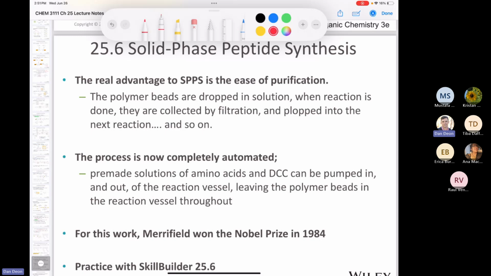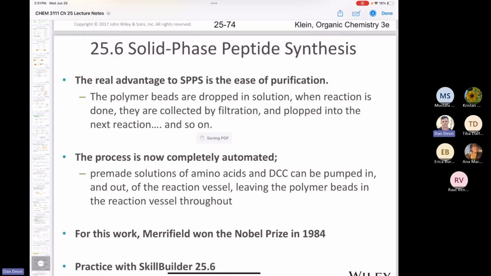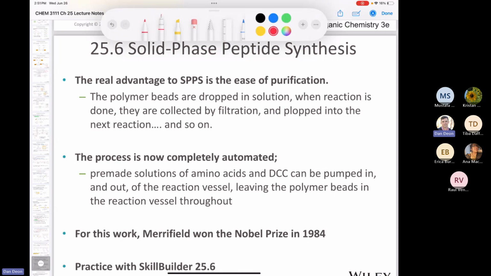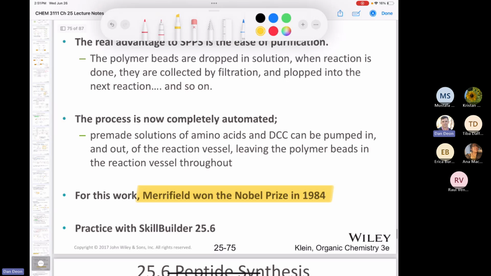And now they have automated ways of doing this. It puts in the amino acids in solution. It puts in the DCC. It puts in the TFA. It just keeps putting everything in, and then in the end, you collect your peptide. So it's pretty remarkable. And again, Merrifield is a pretty big hero. It's a long time ago now, 40 years ago, but he won the Nobel Prize for this. So a very, very big deal.